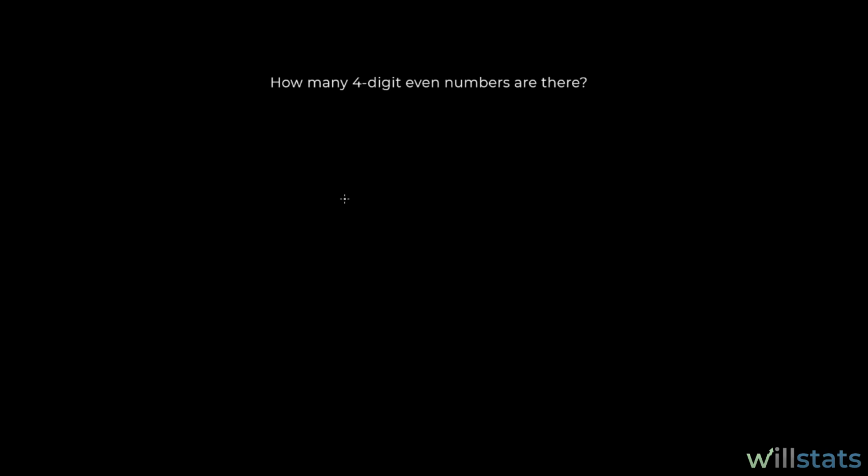Let's try this question. How many 4-digit even numbers are there? So let's draw out our 4 spots for digits. And then the key here is even. So we know that in order for a number to be even, the last digit has to be 0, 2, 4, 6, or 8. So that's 5 possibilities for the last digit.